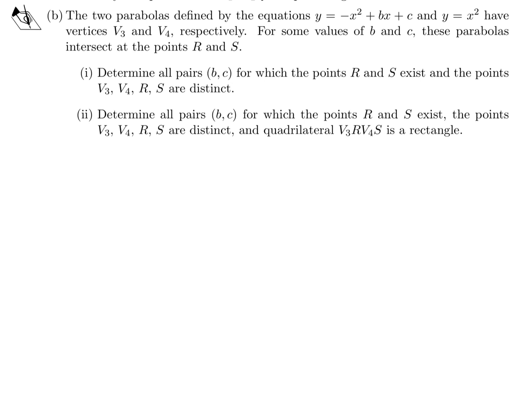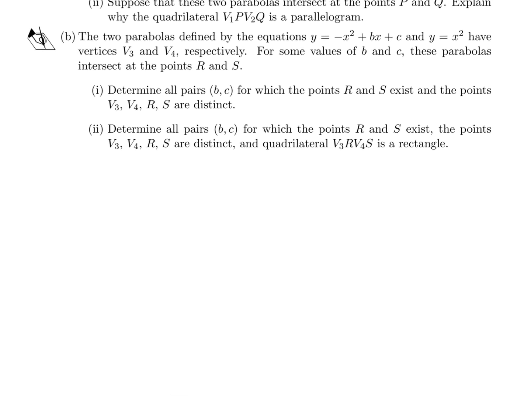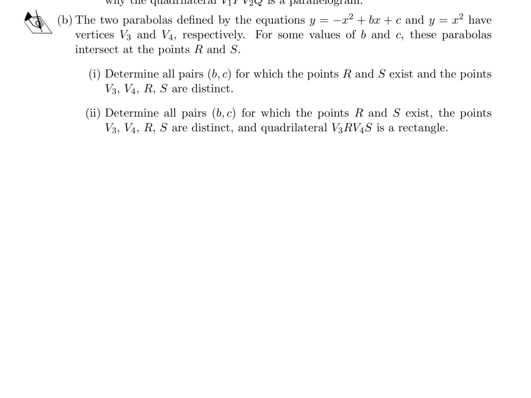Parabolas defined by the equations y is equal to minus x squared plus bx plus c and y is equal to x squared have vertices v3 and v4 respectively for some values of b and c. These parabolas intersect at r and s. Determine all pairs b, c for which the points r, s exist and the points v3, v4, r, s are distinct. We have two parabolas, y is equal to minus x squared plus bx plus c, and y is equal to x squared.